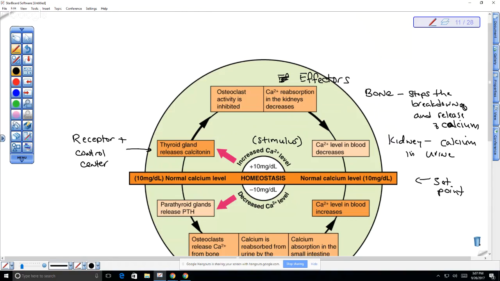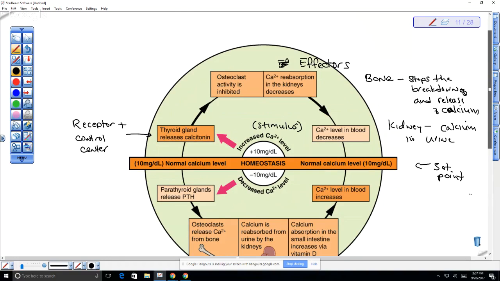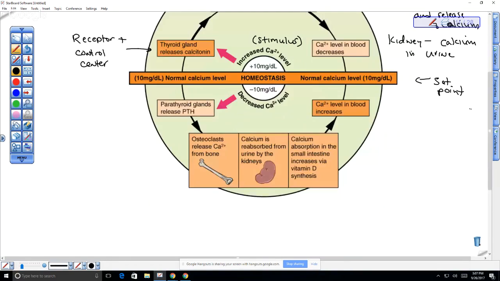Okay, so let's look at what happens. This is more common, actually, if calcium levels are too low. So instead of the thyroid glands, the control center is the parathyroid glands. The receptors in the control center are parathyroid. Okay. So again, the effectors in this particular instance are the bone.